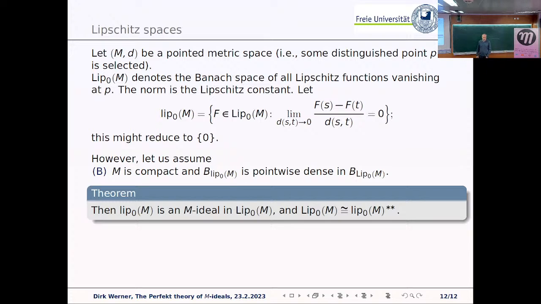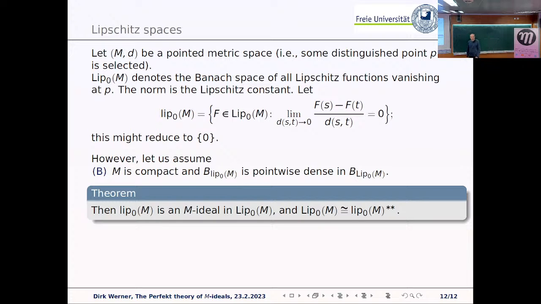So the person who was first to study all these things is Nik Weaver, who has written this book that is often quoted about Lipschitz algebras. And he was the first to prove that under these conditions you always get a biduality here. And in his results, one can also study certain non-compact spaces that are beyond this approach. He probably didn't know about M-ideals because he doesn't treat them. And if he did, he probably would also have studied the M-ideal property.